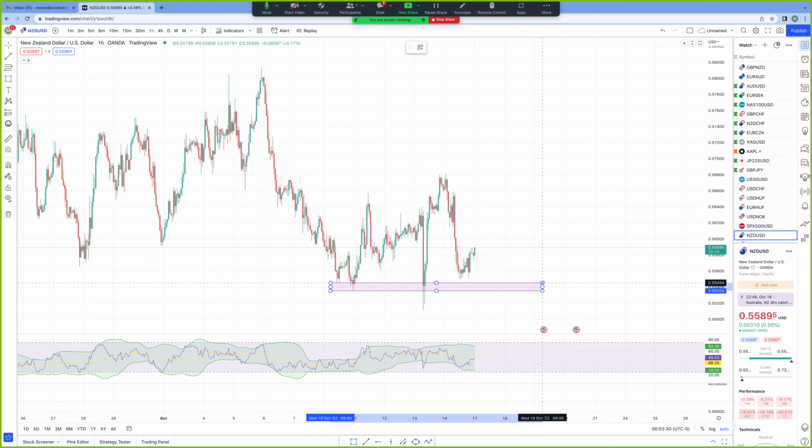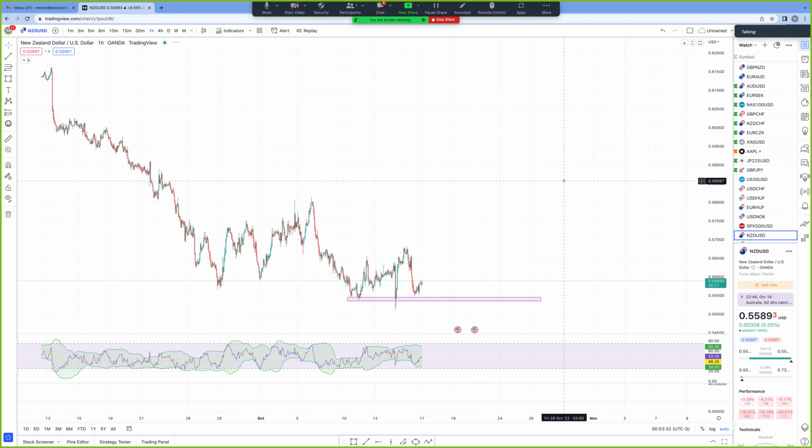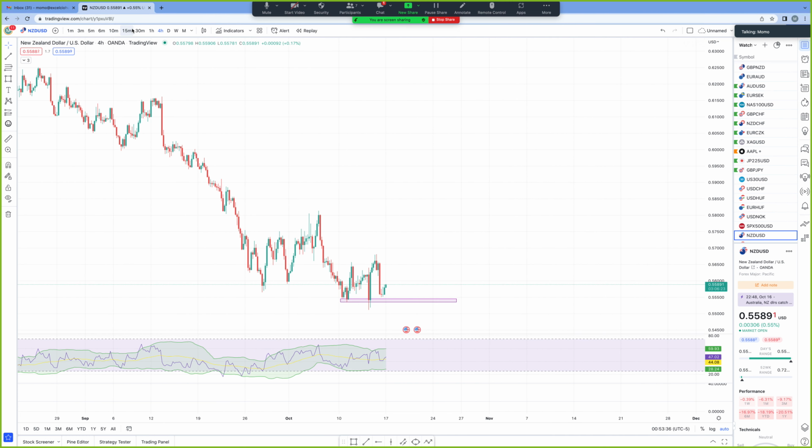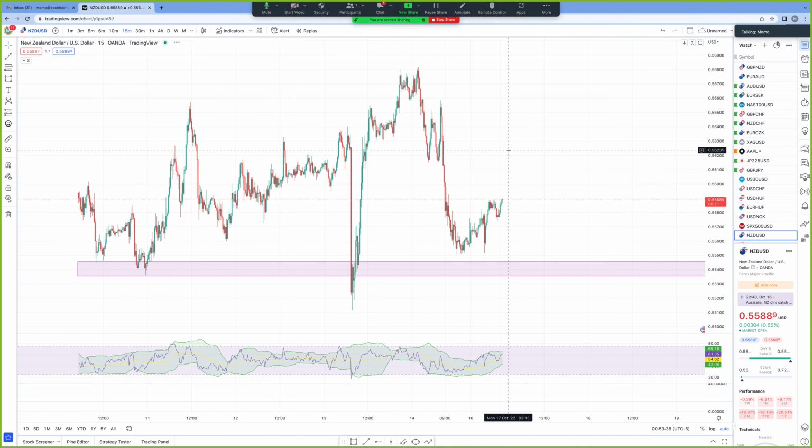NZD USD, we'll mark this up. It will break and retest there. I'm sure high time frames has been on a long downtrend with the recent strength of USD.